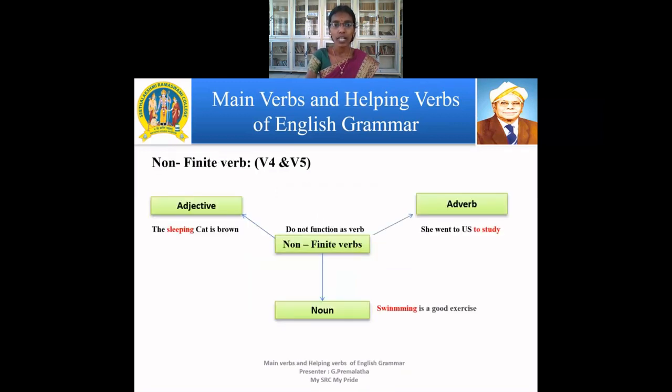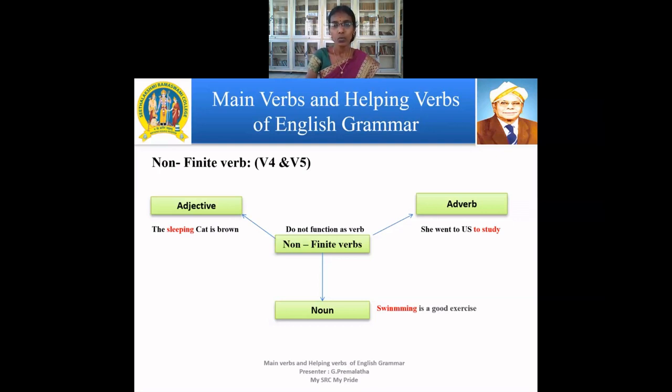And the next one, non-finite verbs. V4 and V5 come under the category of non-finite verbs. V4 and V5 verbs are used as an adjective, as an adverb and also as a noun. For adjective, I have given an example. The sleeping cat is brown. Here the cat is brown in color, but they have mentioned the sleeping cat. Sleeping is an ing form of verb, but here it is used as an adjective.